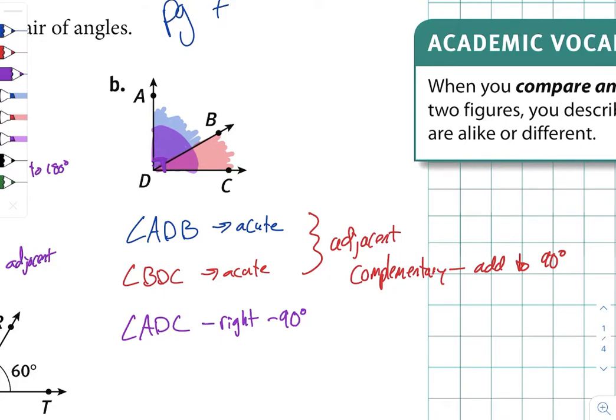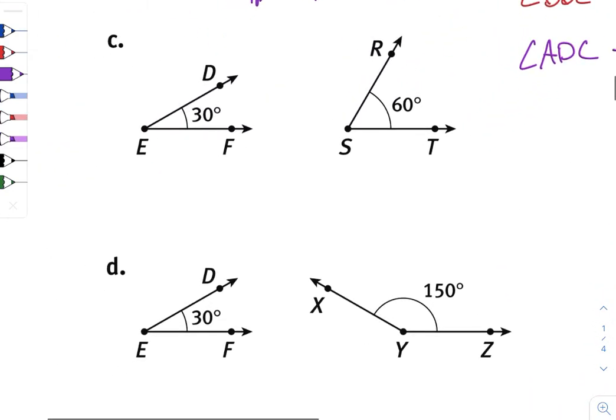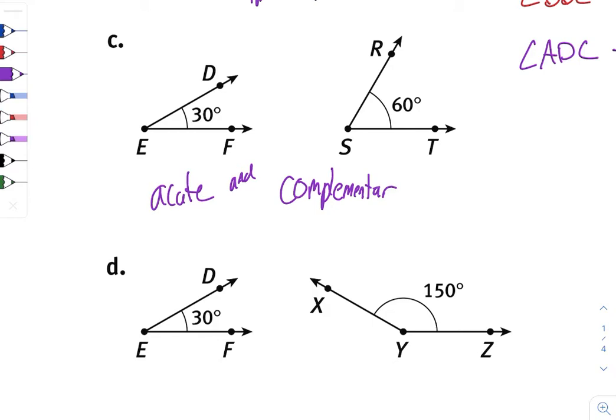They don't need to be adjacent to do this. They could be nowhere near each other as long as they add to 90. All right, so let's take a look. Here, these are both acute. They are not adjacent, but they're still complementary. These are both acute and complementary. They're both less than 90 degrees and more than 0. And also, 60 plus 30 is 90 degrees. So since they add to 90 degrees together, they're complementary.